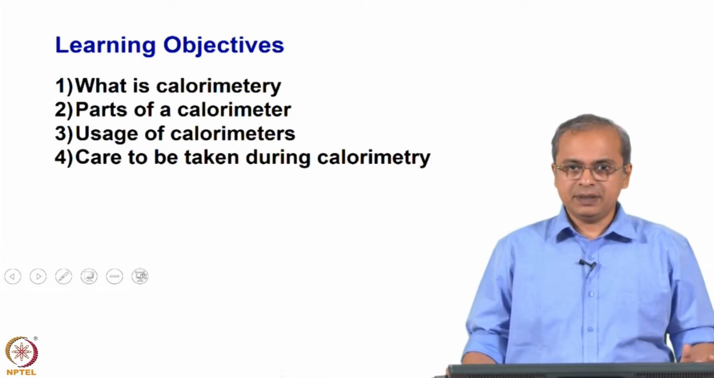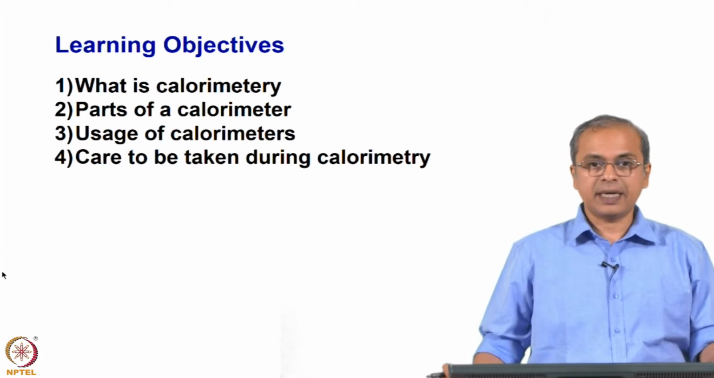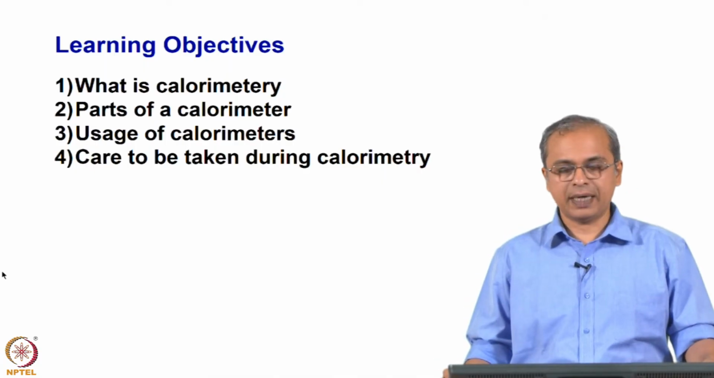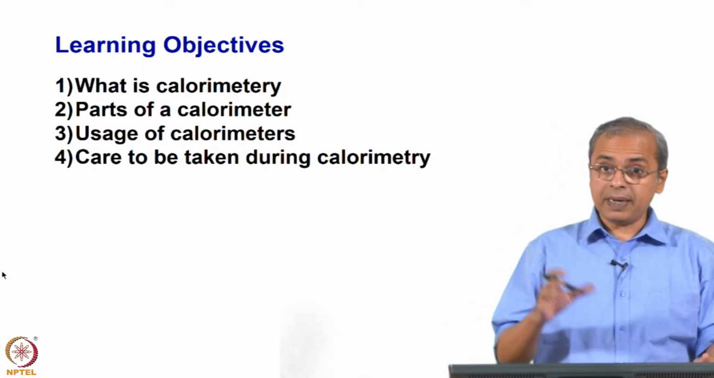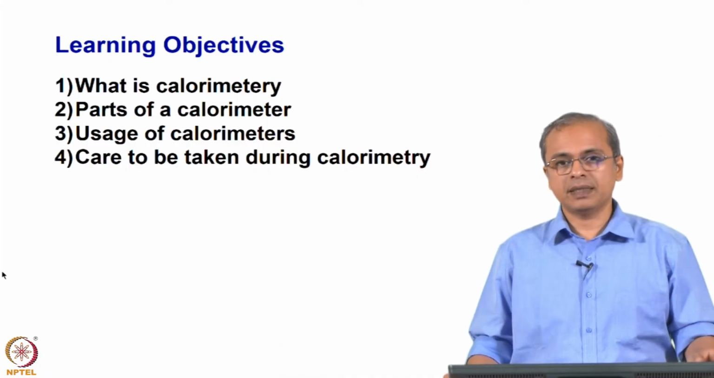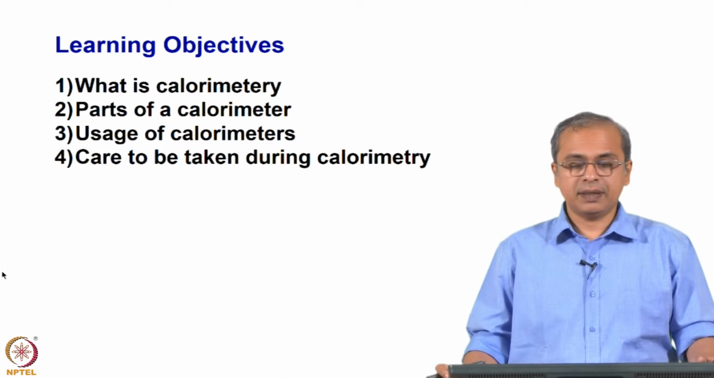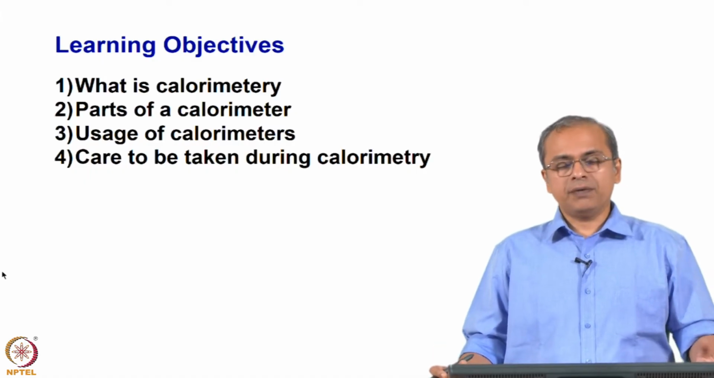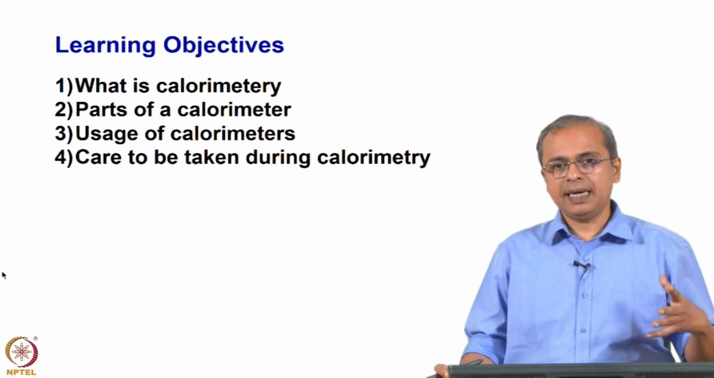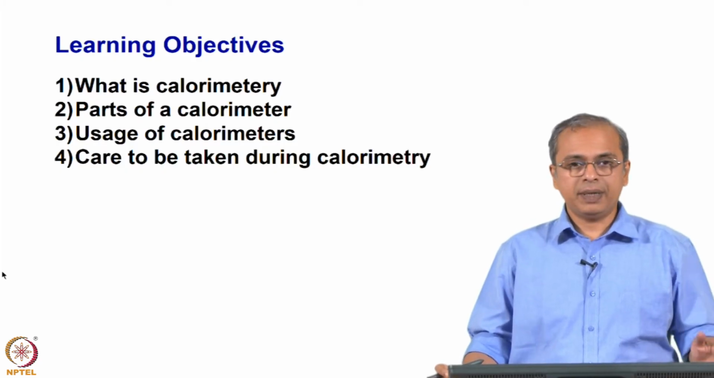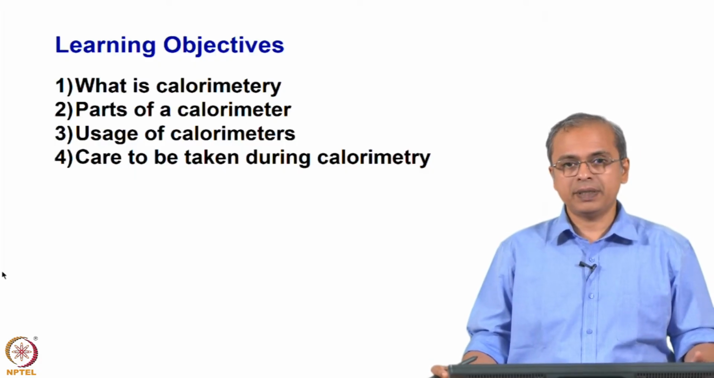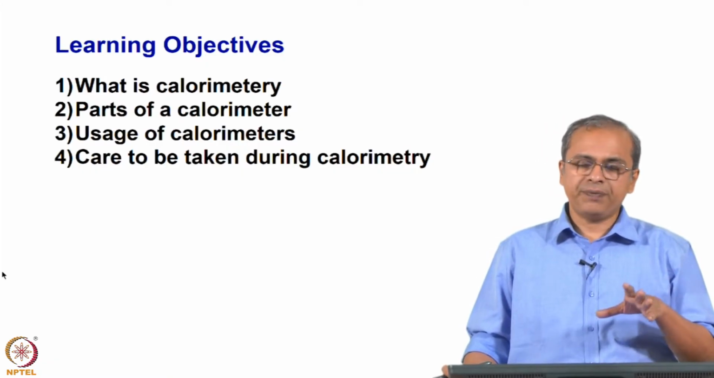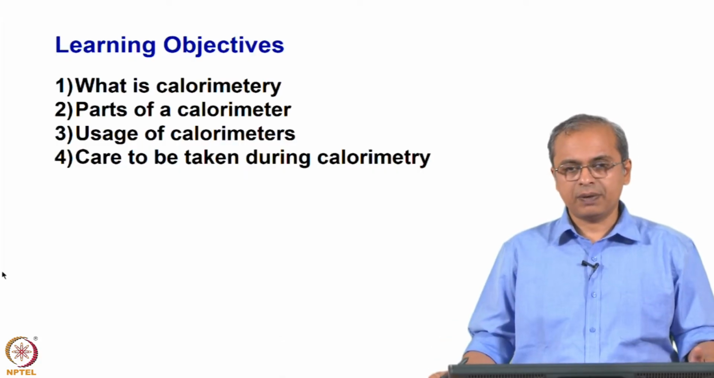So, our learning objectives for this particular class: what is calorimetry. We will look briefly at what all comes together in the context of calorimetry, what the parts of the calorimeter are, what the critical parts are and what exactly they do, usage of calorimeters, in what way we are using them, and any kind of care that needs to be taken during calorimetry. Of course, if you look at courses in chemistry, or even a full scale course on thermodynamics, you may have much more detailed information on calorimeters. We will look at it in the context of our discussion in this course, and so the level of detail will be put together accordingly.